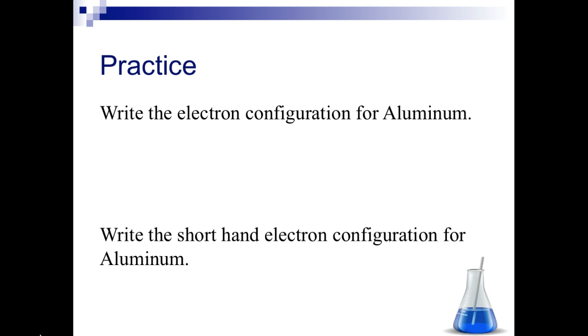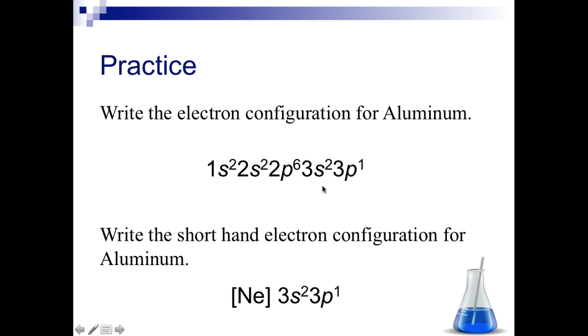Well, you should have figured out that aluminum has 13 electrons, so let's write out the electron configuration for aluminum with 13 electrons. So 1s2, 2s2, 2p6, 3s2, 3p1, and then we're going to write the noble gas configuration. The noble gas that's above aluminum on the periodic table is neon, so we're going to write neon, and then neon's configuration is 1s2, 2s2, 2p6. So then what's left for the shorthand is just 3s2, 3p1.